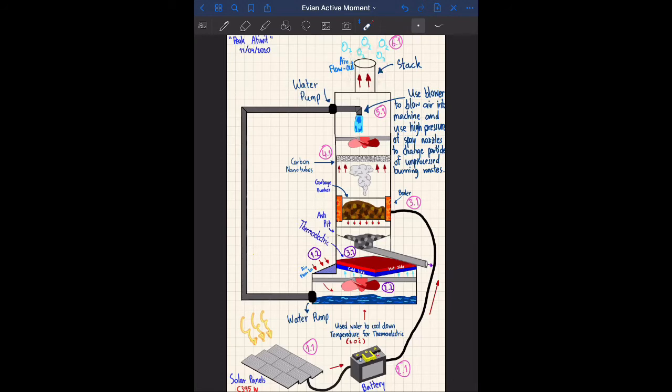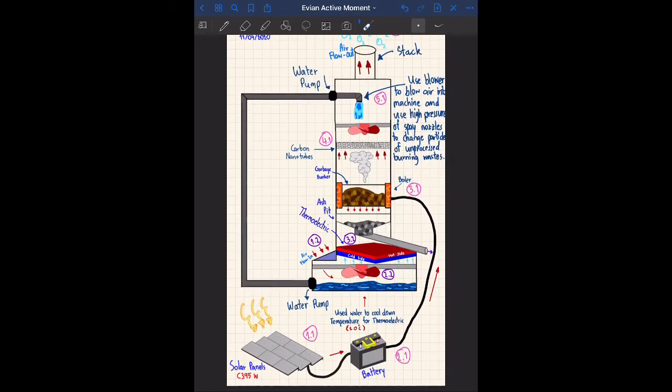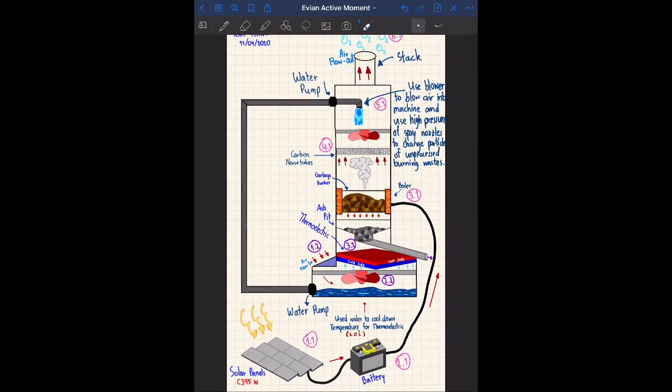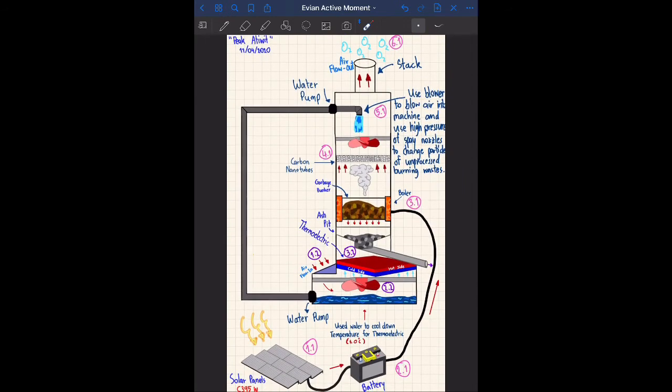For the minor process, which is in the purple color.